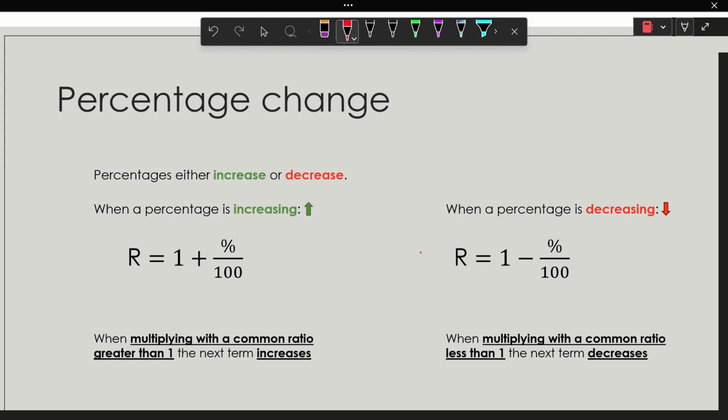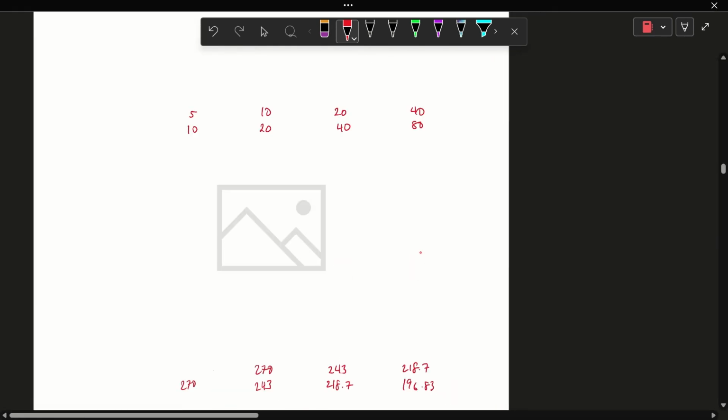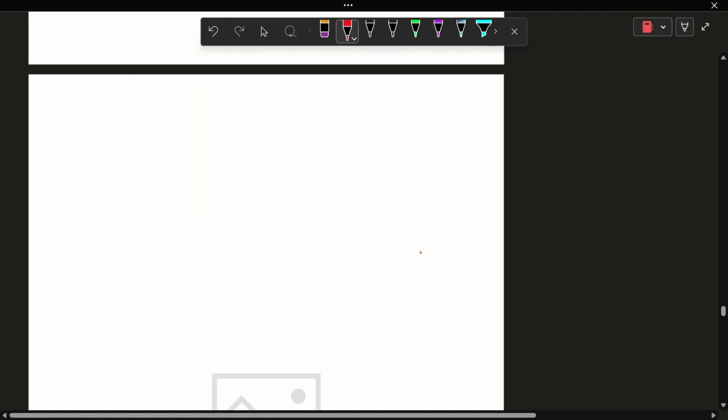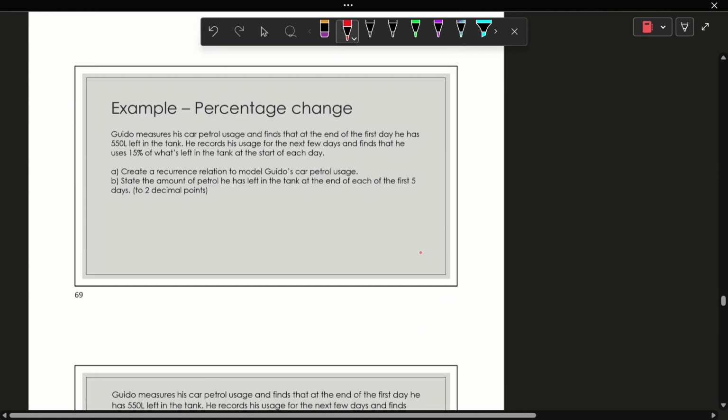If a question is going to be decreasing, this is what we use for a common ratio that's decreasing. So this is slightly different to your normal any term divided by previous. This is just when you're working with percentages that are increasing or percentages that are decreasing. So let's actually see how that works. Let's go to the next page, which is page 36. Once this loads over here. Oh, sorry, page 35.